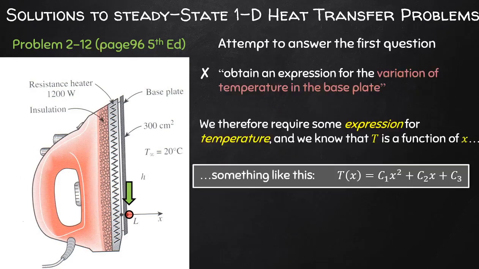Let us consider answering the very first question that we have been asked to solve, and this is namely to obtain an expression for the variation of temperature in the base plate. What this is asking is for an expression of T, temperature, equal to something else based on boundary conditions. Okay, so we're not sure what C1 or C2 may be.